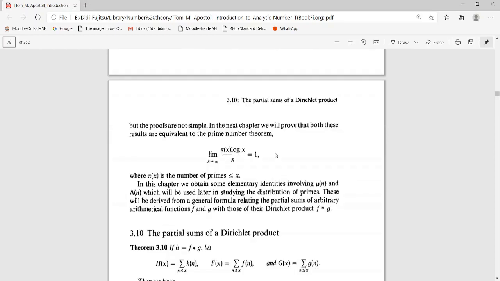However, the proof of these average orders is not so simple. So we will use these results to discuss the prime number theorem, or we will prove that these are equivalent. We will not prove the exact proof of these average orders or the prime number theorem in our syllabus. In the next lecture we can see the partial sums of divisional product, section 3.10.